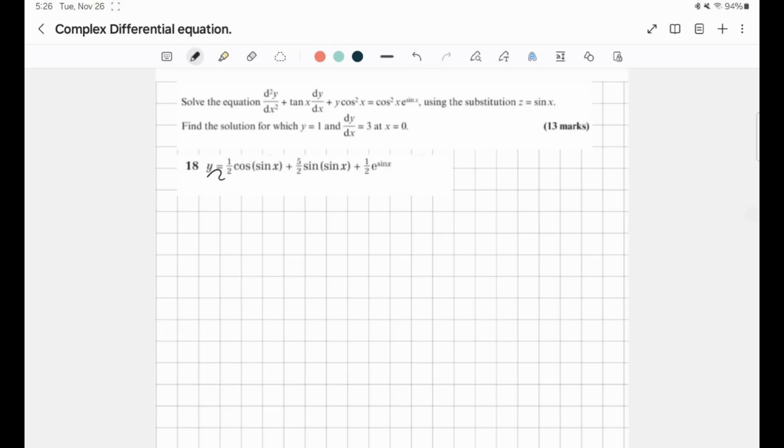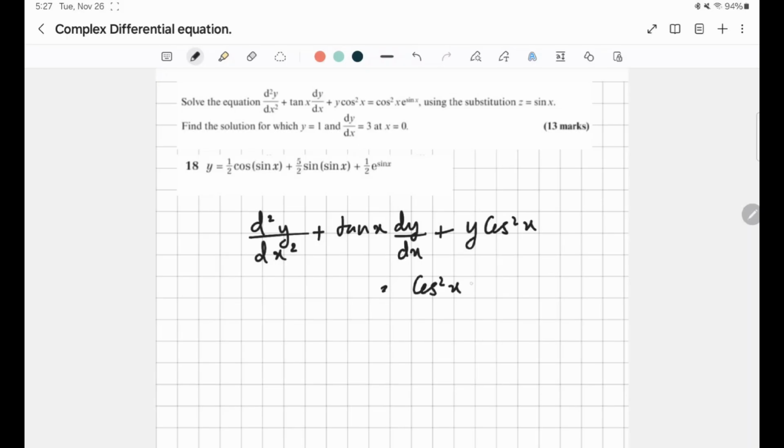Okay, so what I have here is the answer, just based on the picture. I'm going to solve this and get this. Given the second derivative plus tan x times the first derivative plus y cos squared x equals cos squared x e to the power sin x, and they've given us a substitution too: z equals sin x.